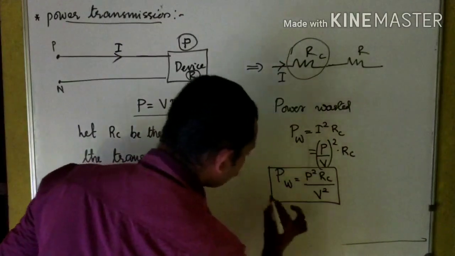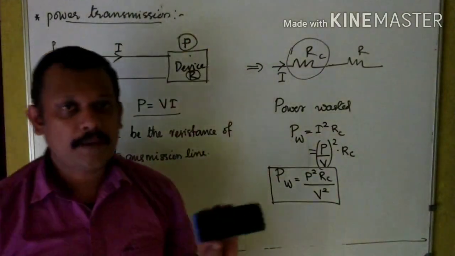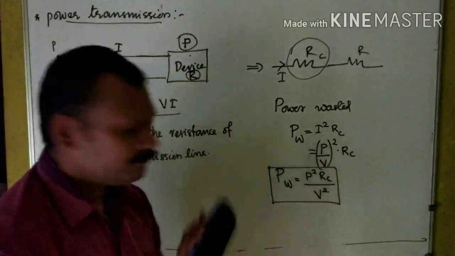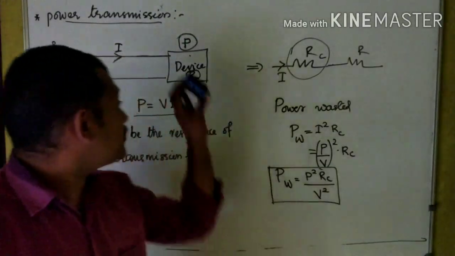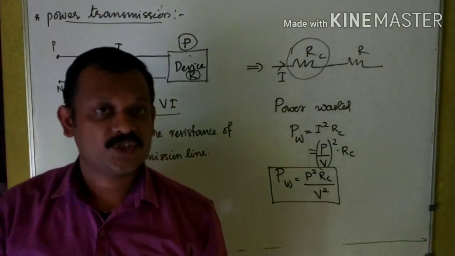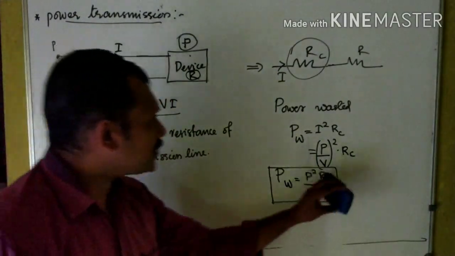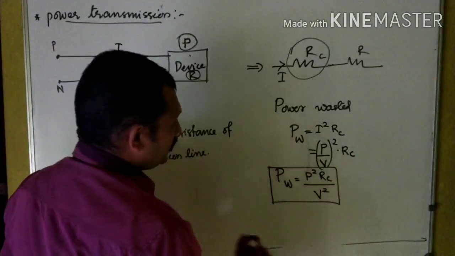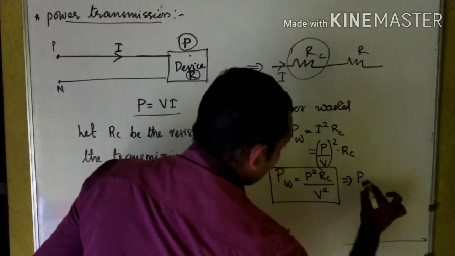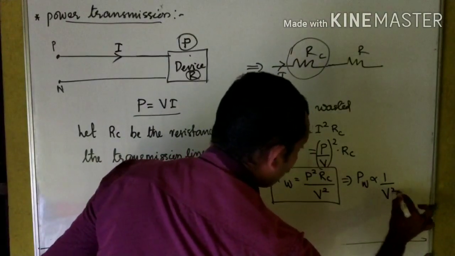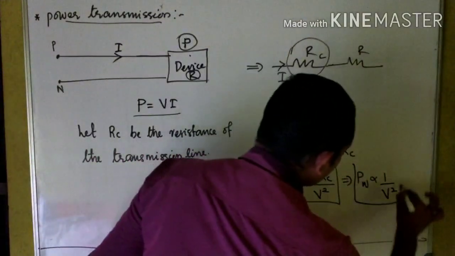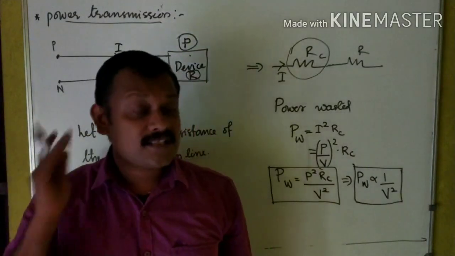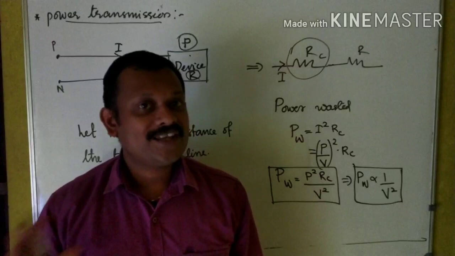Now what is P? It is the power delivered to the device. What is V? The potential difference across the device, or the potential difference between the transmission lines, phase and neutral. What is RC? The resistance of the transmission line. Here you can see that the numerator is a constant, which implies power wasted is inversely proportional to V square. The power wasted in a transmission line is inversely proportional to V square.